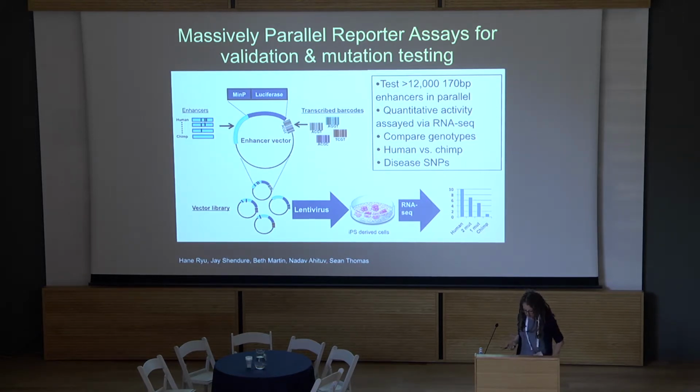And really importantly, for what I'm going to tell you, we can put the human and the chimp versions, or even evolutionary intermediates that have some of the human-specific changes in them, all into the same experiment. So we don't have any batch effects, and we can look at them side by side in a dish of cells. And the readout is very quantitative. It's via RNA sequencing, where we look at whether a particular molecular barcode that we know is associated with a particular sequence is seen in the RNA-seq or not.